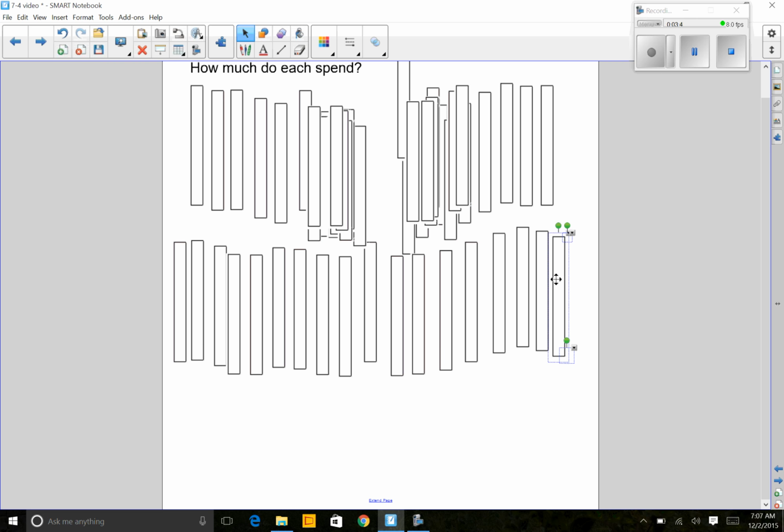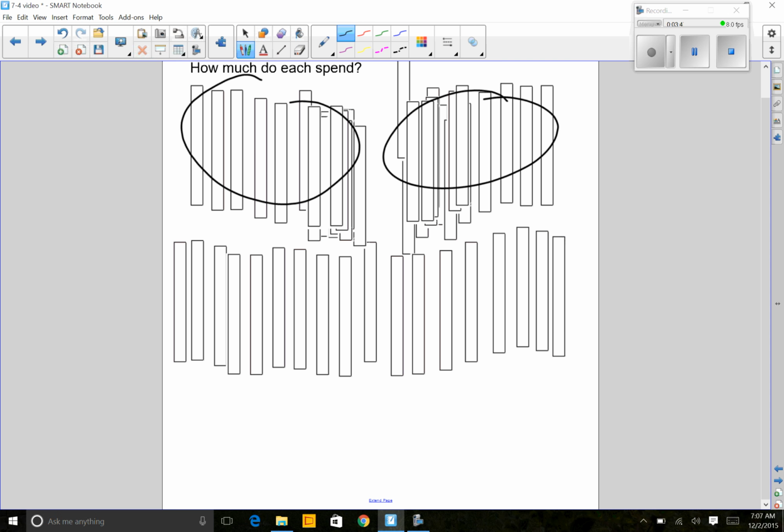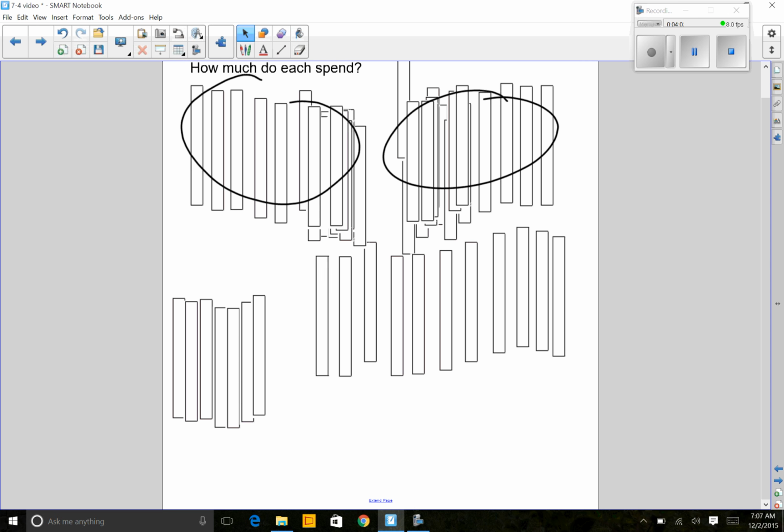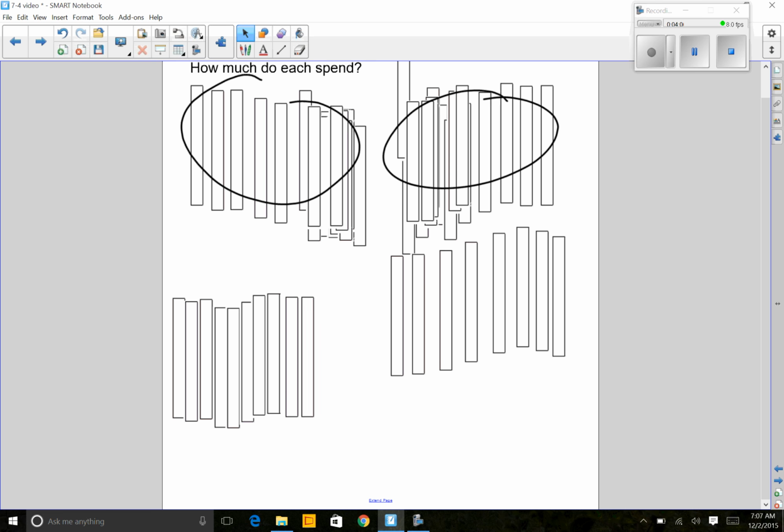Okay. So here is one group, two groups, and then down here, here's my third group. So I'm going to count out how many I have. 1, 2, 3, 4, 5, 6, 7, 8, 9, 10. So that's my whole. So I have one whole.